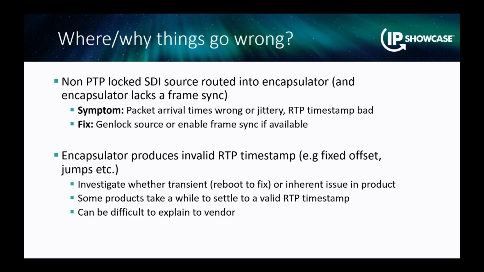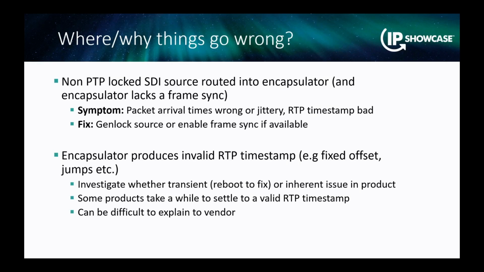But sometimes in the field, operational requirements mean people just plug in random devices which are not genlocked and maybe low end enough not to have genlocks. So they have to route them into frame syncs. A bit like the old days, to be fair. Or, as in my examples, the encapsulator produces invalid RTP timestamps. Fixed offset, sometimes jumps.